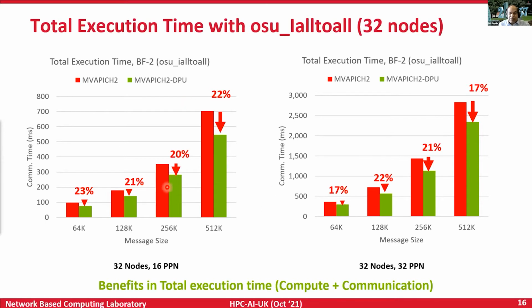Now, if you see, this is a 512 process run, this is a 1,000 process run. So in the total execution time, this MVAPICH2 DPU will give you benefit. Here you see 22%, 21%, 17%, depending on your system size, number of ppn. Okay. So this is where the true benefit of the DPUs comes in.